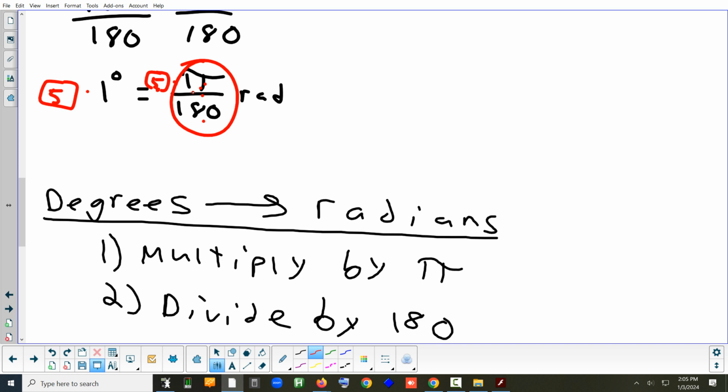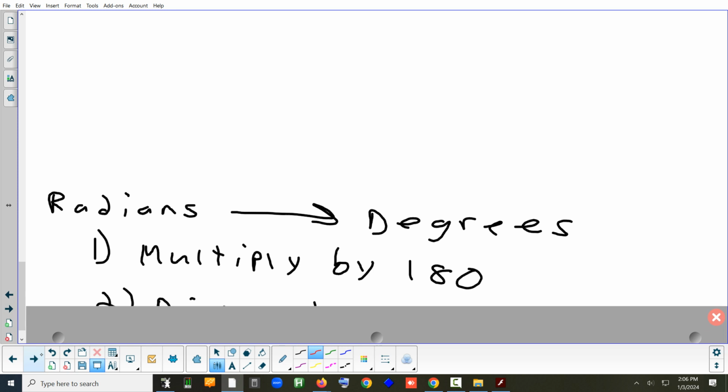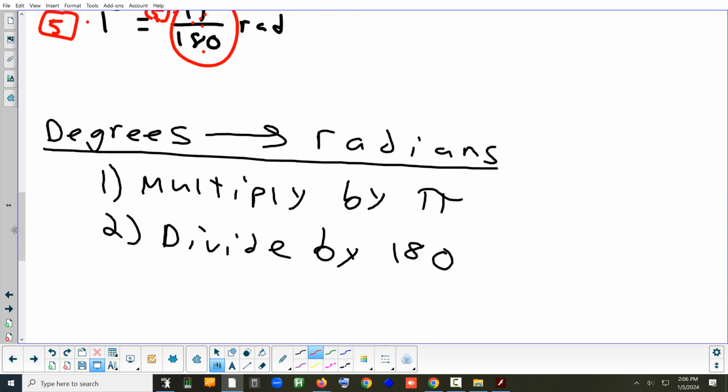Now that's degrees to radians. Radians to degrees is the opposite. What do you think step 1 would be when you're converting the other way? Multiply it by 180. Yeah, so when we do it that way, let me just scroll down for a second, we're going to multiply by 180 instead of divide by 180. And what do you think step 2 would be? Divide by pi. So these two things just switch when you convert between degrees and radians.